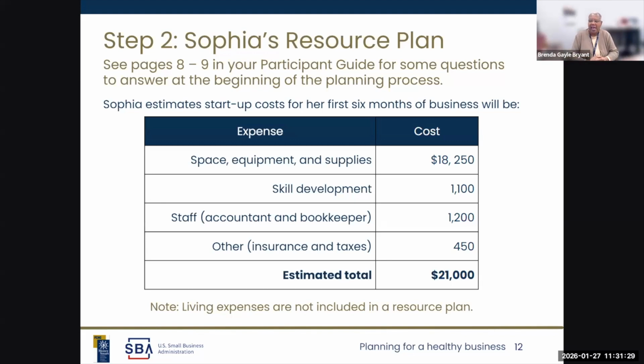Does she need staff? Oh, yes, she needs somebody to watch her books. Now, she has two choices. She can either learn it herself or she can hire it. But either way, it's got to be done. You cannot ignore it. That's not a third option. You only have two options, learn it or hire it.